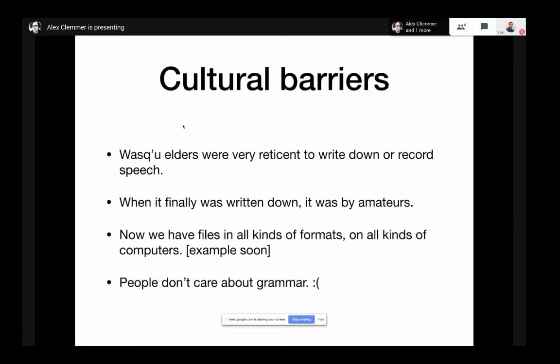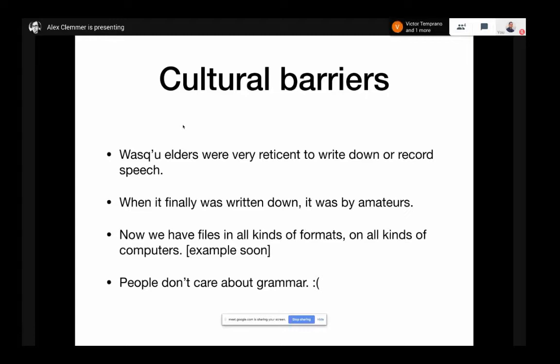The reason was because the elders specifically wanted us to learn the language ourselves and then teach our kids on the reservation in our schools, but not teach anybody else. And that's a deep part of culture. Only when the situation got so grave that it was very clear that it would absolutely die if we did not write down everything.